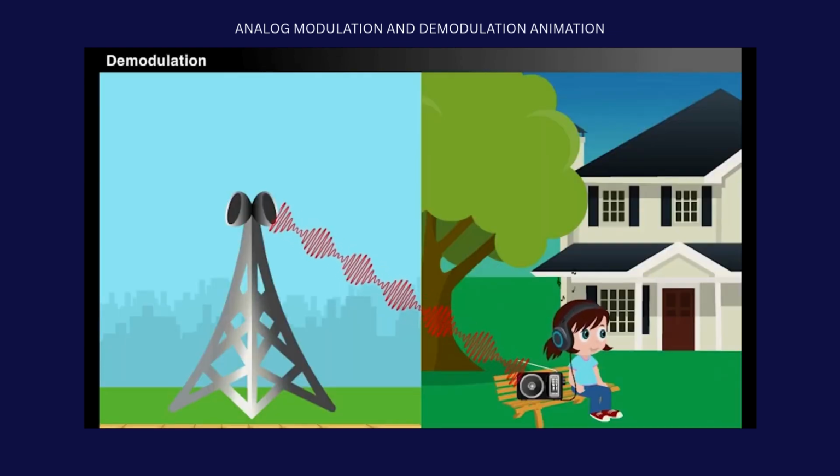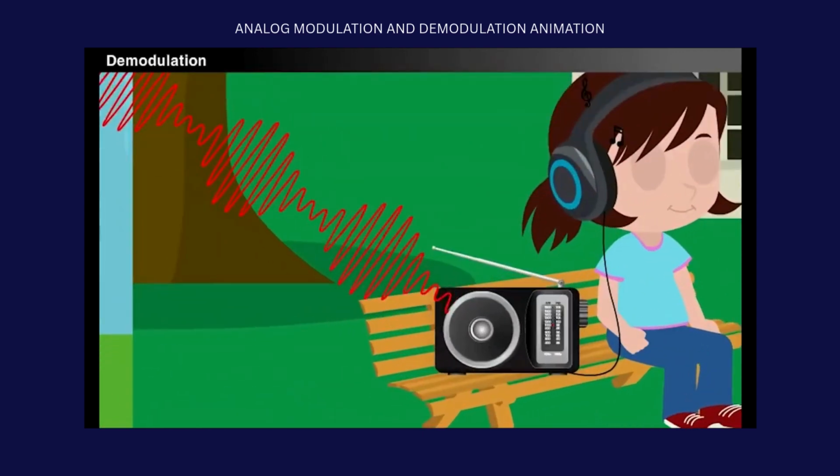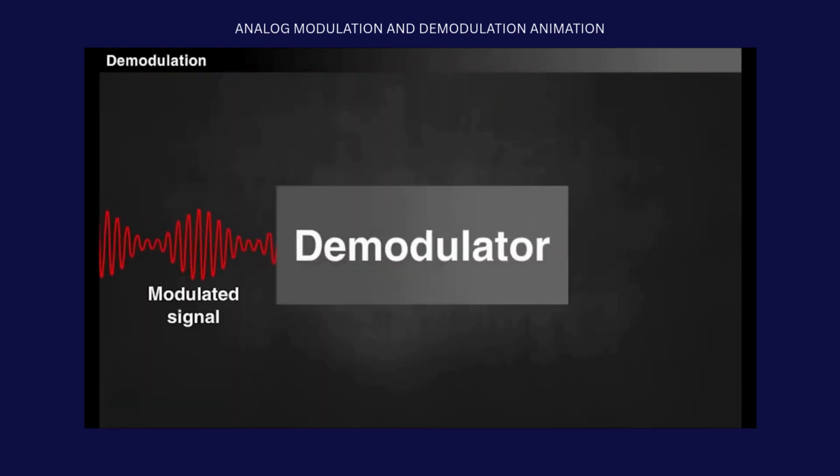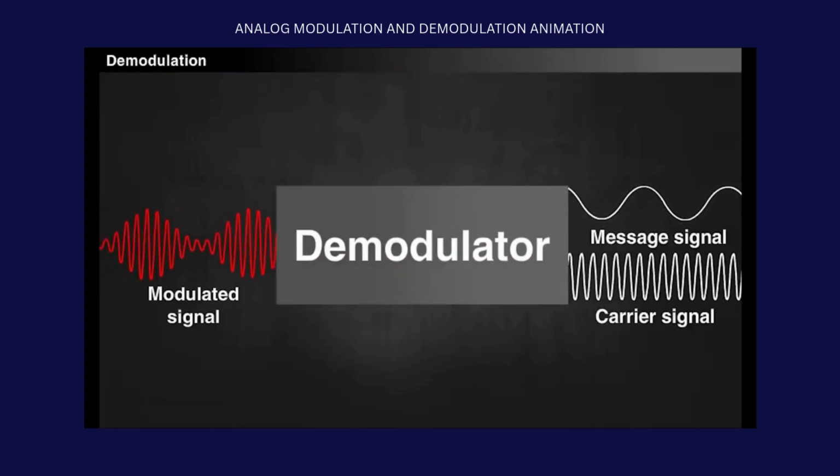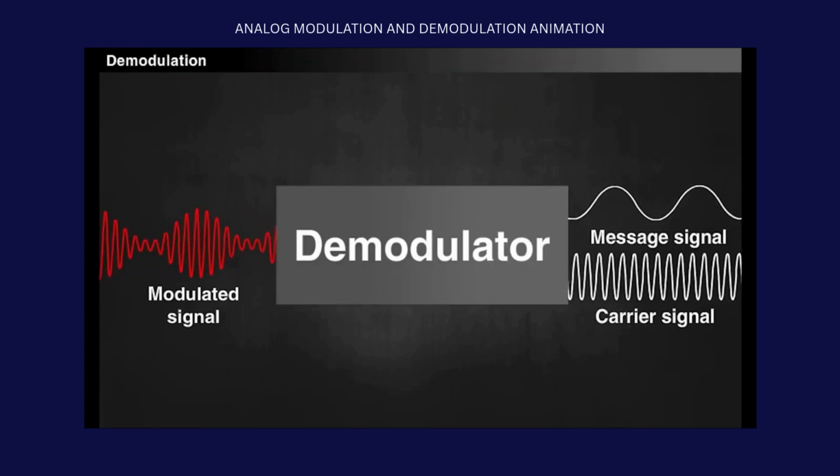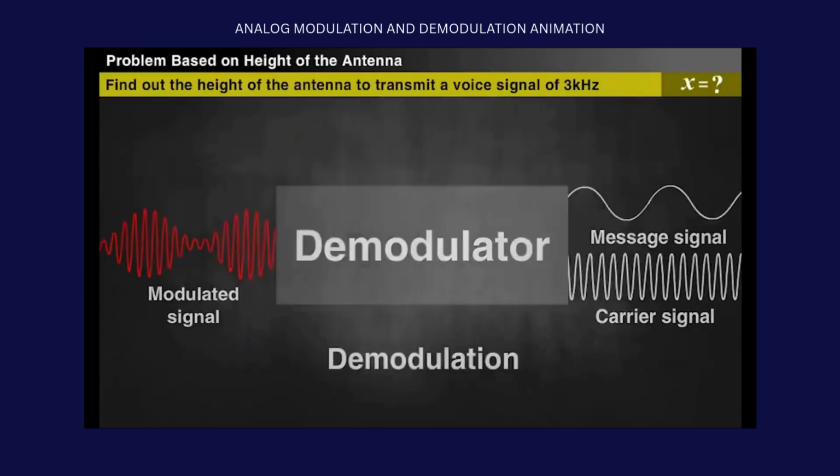We have studied modulation and the need for modulation. When the modulated signal reaches the receiver, it is necessary to separate the message signal from the carrier signal. This process of recovering the low frequency message signal from the modulated signal is called demodulation.